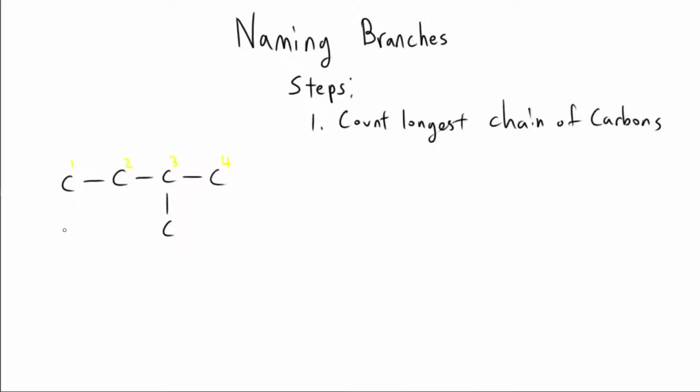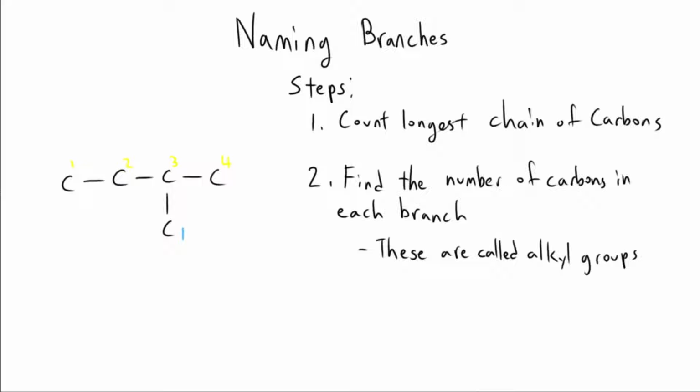You can also count it like this, 1, 2, 3, 4. It'll give you the same, or like 1, 2, 3, 4. Just don't count it 1, 2, 3. That is not the longest chain. Next, after you found the parent chain, you want to find the number of carbons in each branch. These are called the alkyl groups. For simplicity's sake, I've only put 1 here. This is 1, so it would be meth.